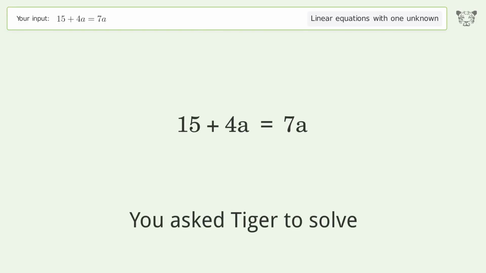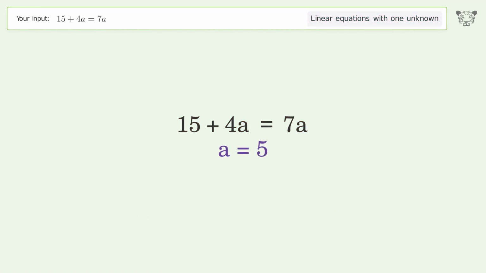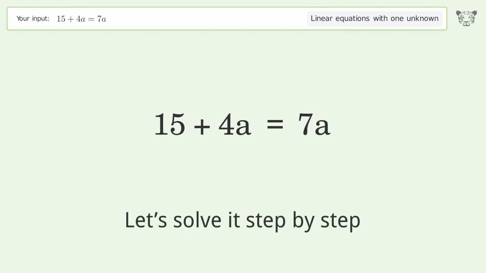You ask Tiger to solve. This deals with linear equations with one unknown. The final result is a equals 5. Let's solve it step by step.